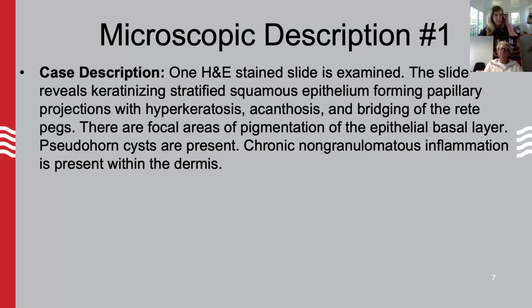So our microscopic description in this was that we see this stratified squamous epithelium forming papillary projections with hyperkeratosis, acanthosis, and bridging of those rete pegs. We see focal areas of pigmentation, and sometimes we see more pigmentation than other times, which is why these can be very dark or very light. But we also see these pseudo-horn cysts. Oftentimes there is a bit of inflammation too. And I think it's just because these stick up, and so people kind of play with them or just kind of irritate them by rubbing and washing their face.